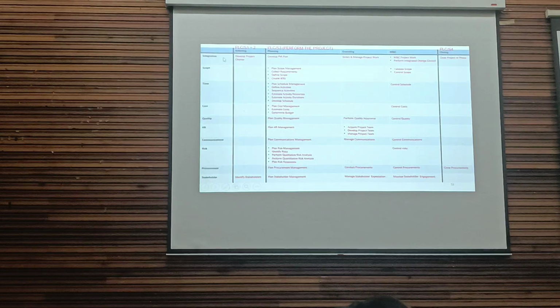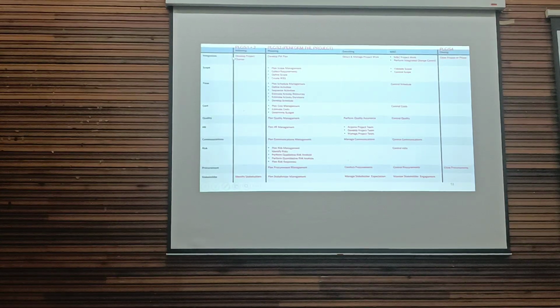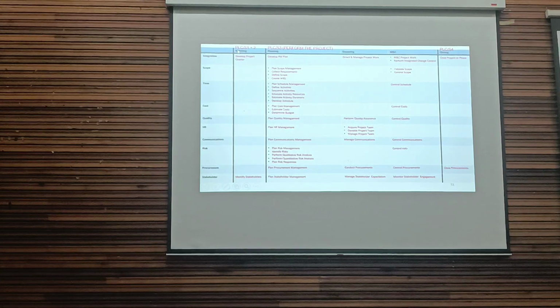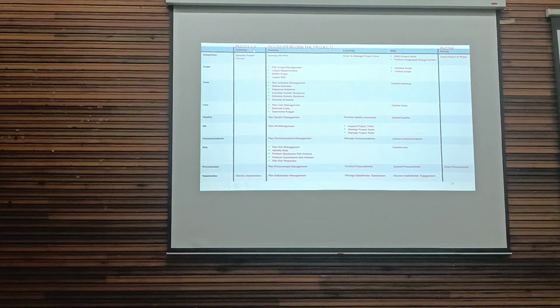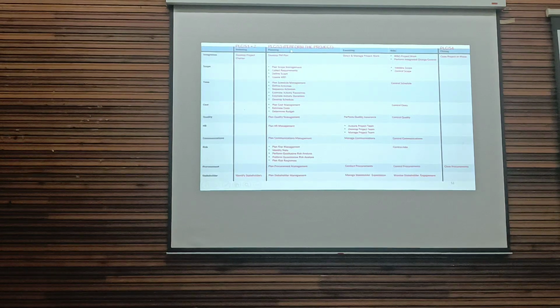So these are the knowledge areas, from integration, scope, time, until stakeholder management. PLC is the project life cycle: stage 1 and 2, project life cycle stage 3, project life cycle stage 4. So project life cycle stage 3 is performing the project.